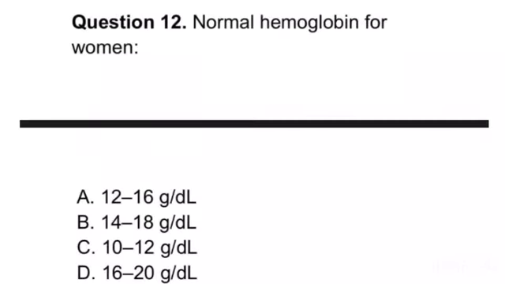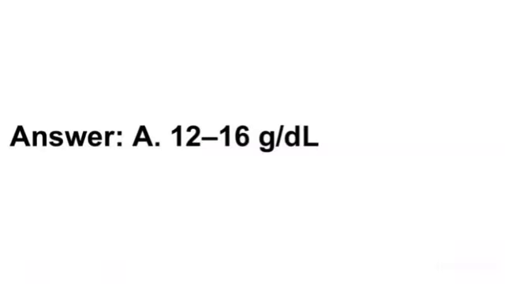Question 12. Normal hemoglobin for women. A. 12 to 16 grams per deciliter, B. 14 to 18 grams per deciliter, C. 10 to 12 grams per deciliter, D. 16 to 20 grams per deciliter. Answer A. 12 to 16 grams per deciliter.